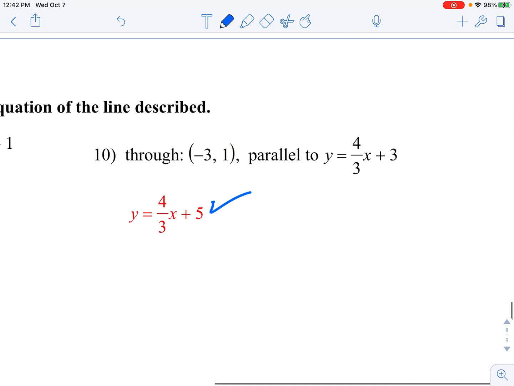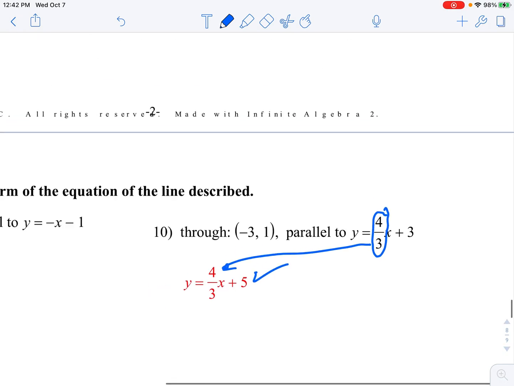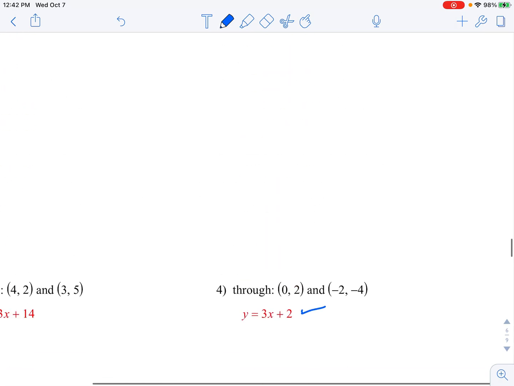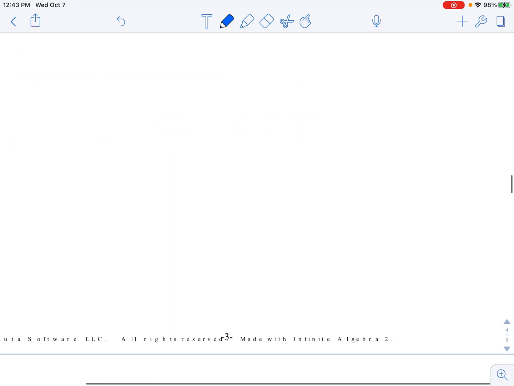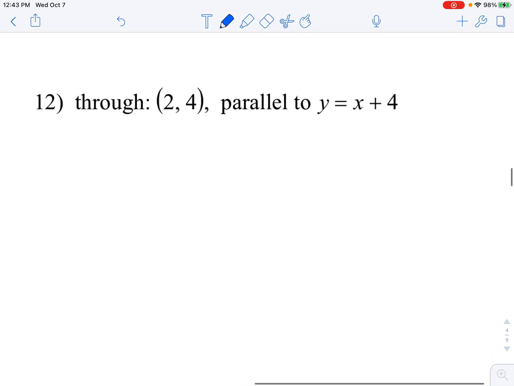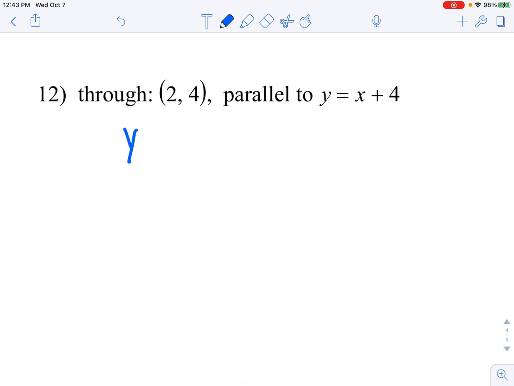So again, the slope that's given in the line is the slope you're going to use in your answer. The plus b you have to calculate, just like we've done a whole bunch of times already. All right, let me do the next one. It's just repetition to make sure you get it. So y equals blank x plus or minus blank. That's what we're going for.